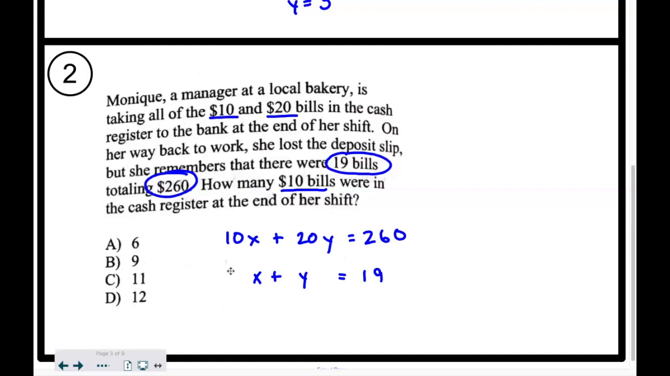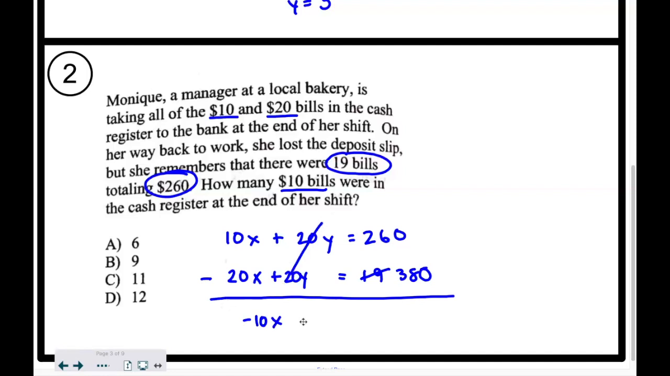I'm just going to multiply this equation by 20. So 20, 20, and then this becomes 380. And another option that I have when I do the elimination is I can just subtract. So in the last problem we added, because they were opposites. Now the y's are the same, so I'm going to subtract, and I quickly get negative 10x. The y's eliminate because I'm subtracting, and 260 minus 380 is negative 120.